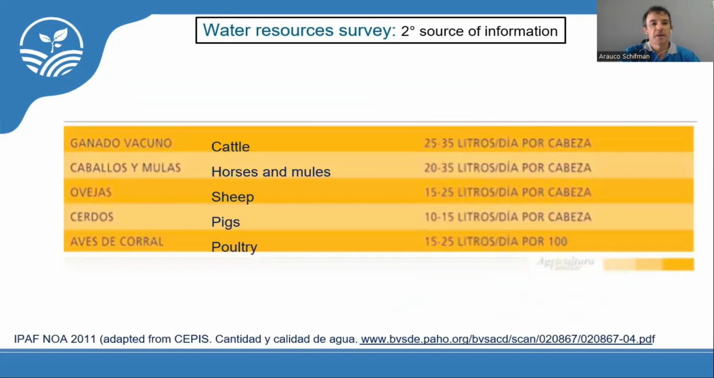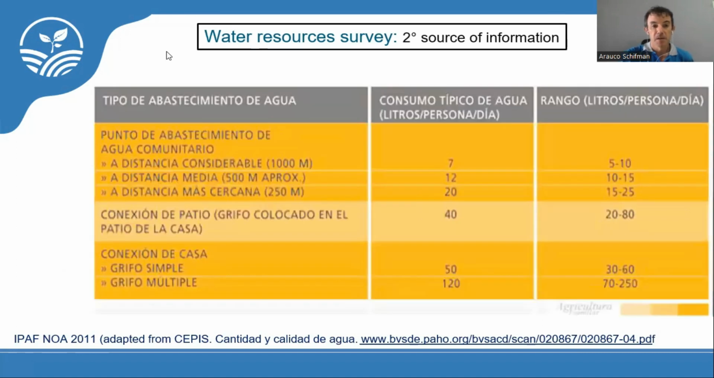And also here we have the need for the animals. Different animal species have different demands for drinking water. So we need to plan the water that we need to collect and store for the water consumption of the animals. The same for the people.